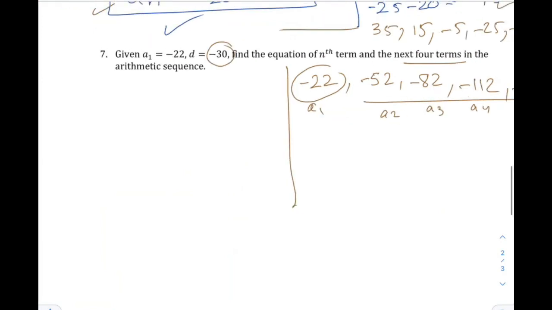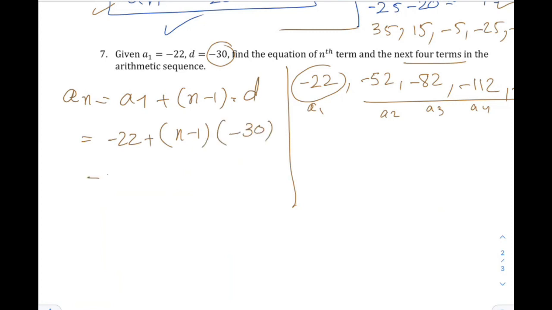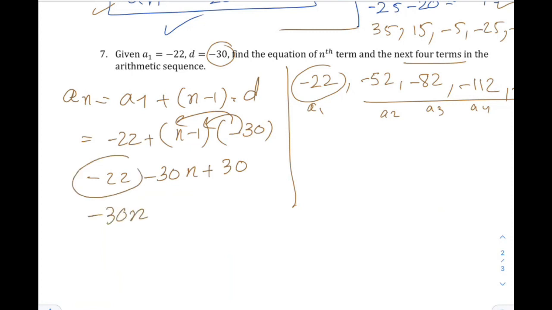These are the required terms. So without even the equation, we can do that. But he is asking you to write the equation. So what will you do? an is equal to a1. This should be memorized. a1 is negative 22 plus n minus 1 times d, and d is minus 30. Don't forget to distribute properly. Minus 30 by minus 1 gives plus 30. So it's minus 30n. 30 minus 22 is 8.